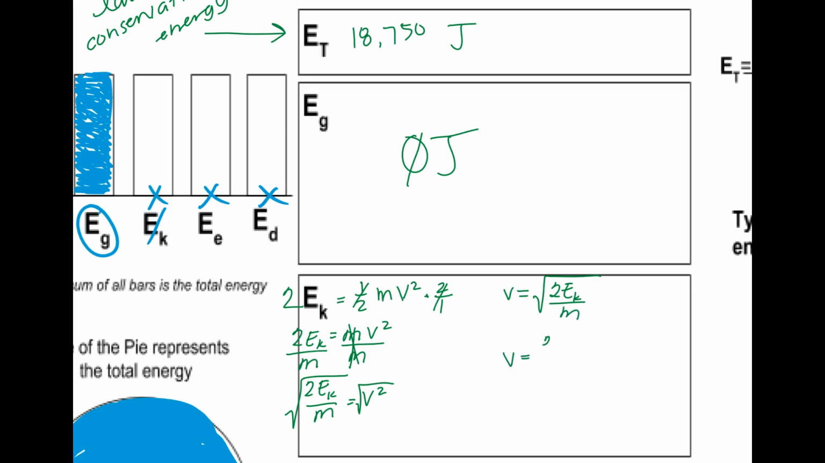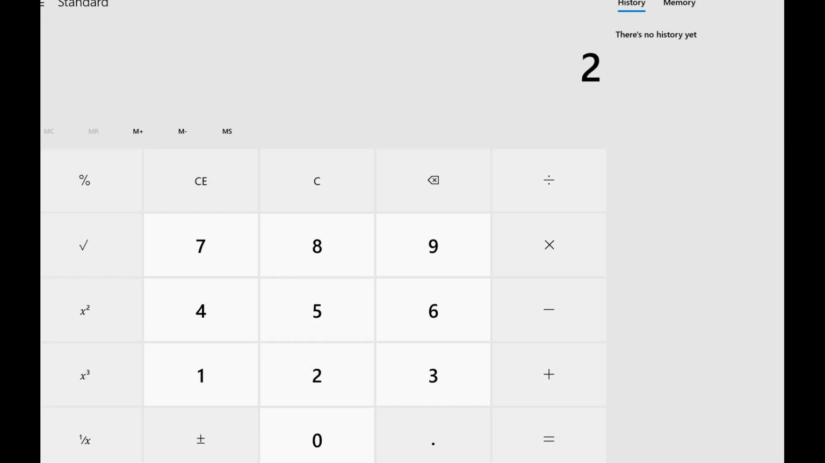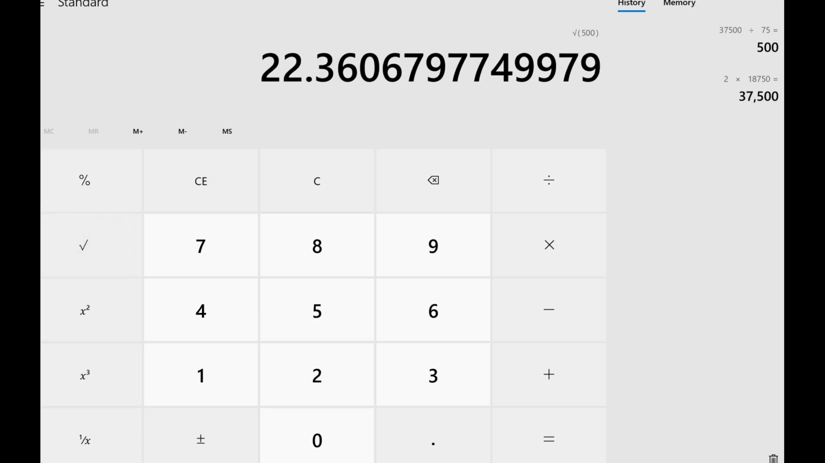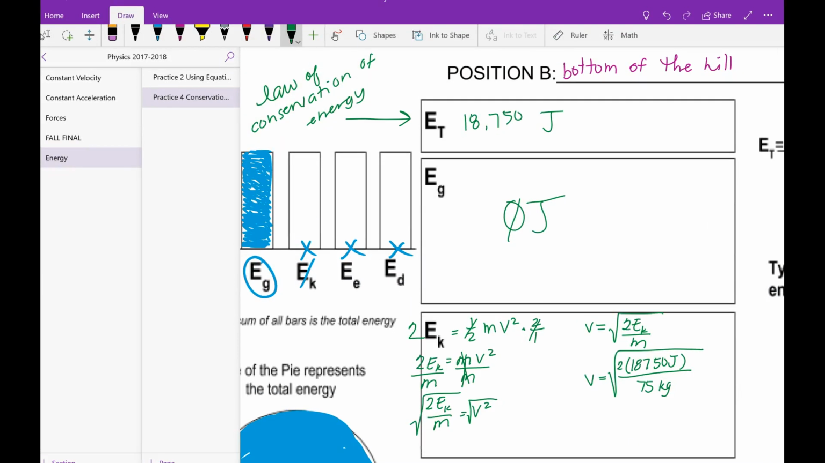And our velocity is going to be 2 times 18,750 joules over 75 kilograms. So here's the calculator. We have 2 times 18,750 joules, so we have 37,500. We're going to divide it by the mass of 75, which gives us 500. And we're going to square root that. If you can see here in the corner, all the steps that I've been doing have been saved, so you can see what buttons I'm pressing. We have 22.36, so we're just going to round to the nearest tenth. So v is equal to 22.4 meters per second.